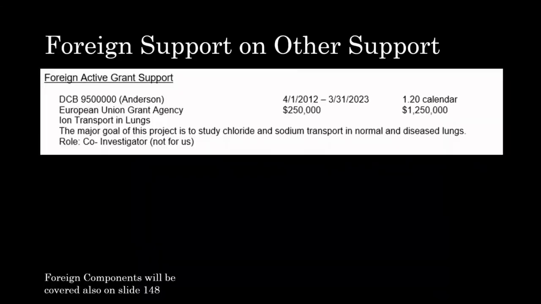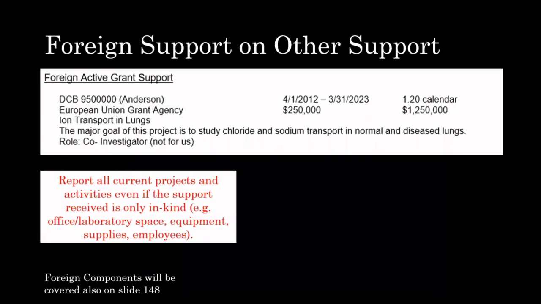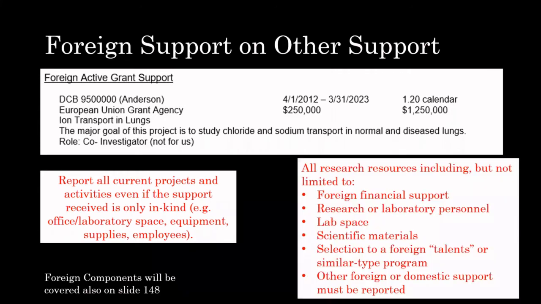Foreign support on other support. Again, you're going to break it out between domestic and foreign and report all current projects and activities, even if the support received is only in kind. Again, this will be covered further down the slides by Erica Wilson. And again, these are all the research resources that need to be included. If the PI does not have any foreign support, you can simply list none.